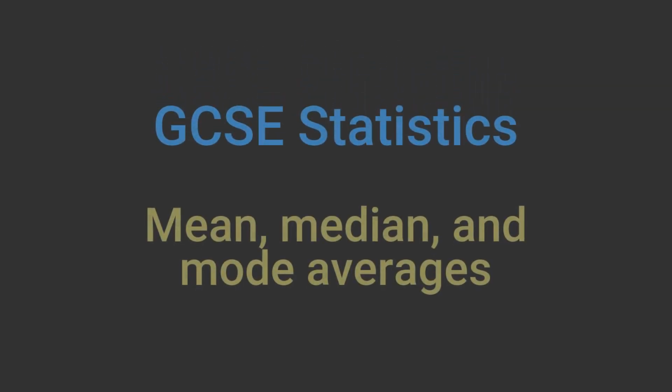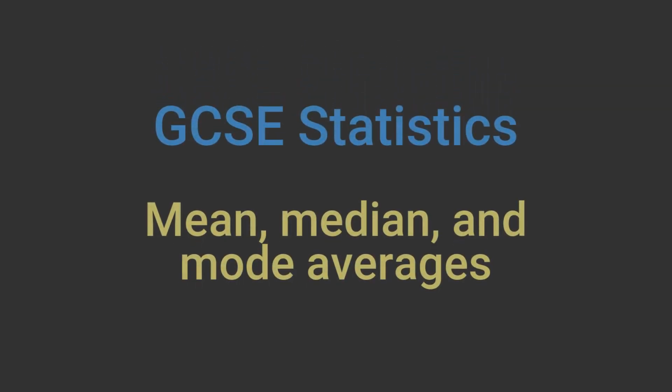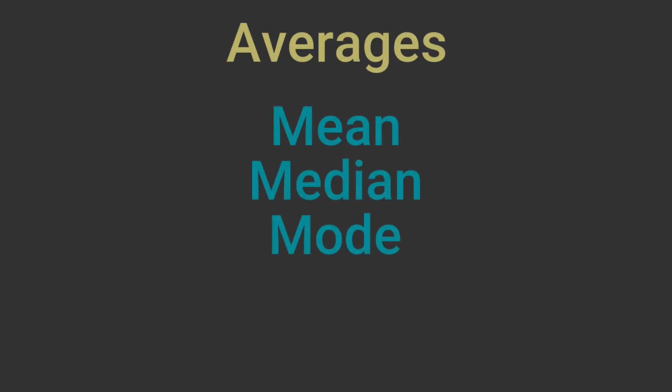Statistics. Mean, median and mode averages. When we have a set of data, finding the average value is a useful way to summarize the data as a single value. There are 3 different types of average. They are called the mean, the median and the mode, and they all work in slightly different ways.